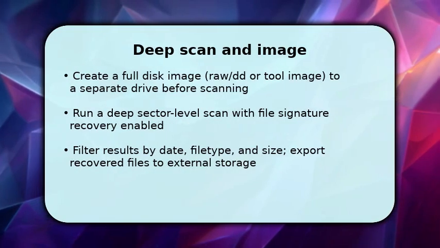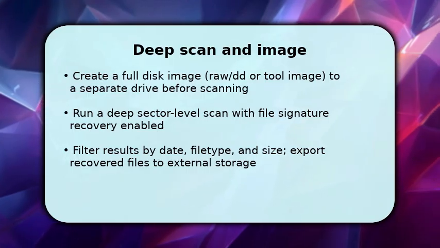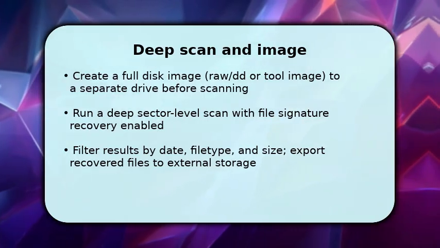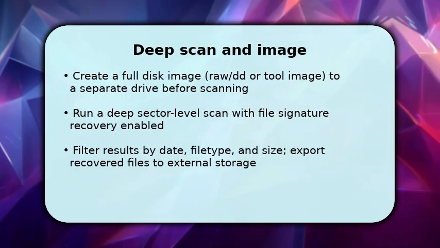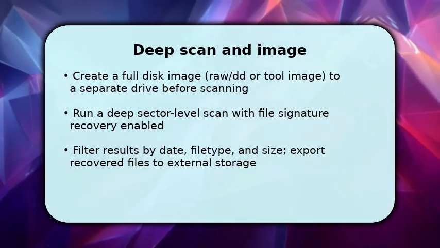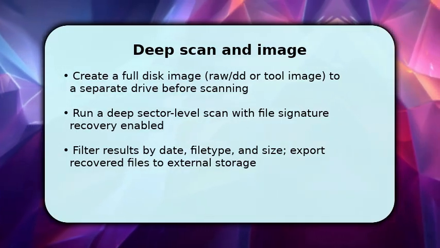Now you image the storage first. Create a bit-for-bit copy using DD, raw image, or your recovery tool and save that image to a separate external drive. Once the image exists, run a deep, sector-level scan on the image rather than the live device. This preserves the original state and lets you rerun scans.